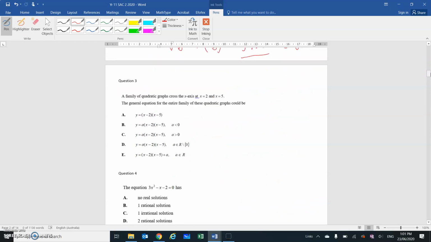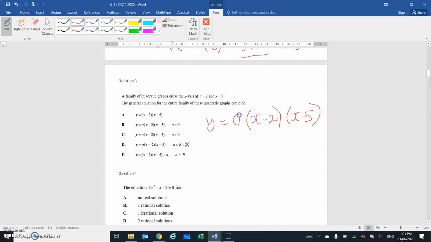Alright, question 3. What do we have here? We have a quadratic, an x squared graph, where the x-intercepts are x equals 2 and x equals 5. So if our x-intercepts are 2 and 5, then it must be x minus 2, x minus 5. If you're thinking why, if you solve x minus 2 equals 0, you get x equals 2. If you solve x minus 5 equals 0, you get x equals 5.